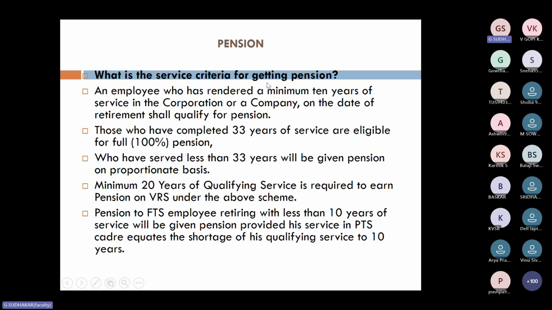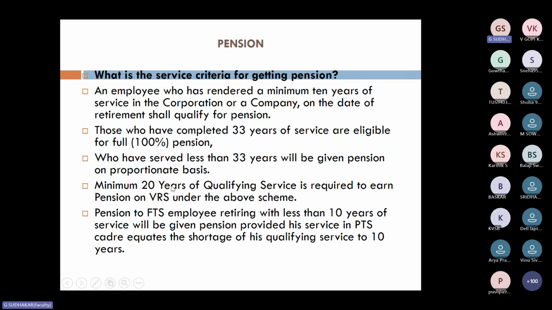So, service criteria. For gratuity, minimum 5 years. For getting pension, minimum 10 years. On the date of retirement, one shall qualify for pension. Here it is 10, there it is 5. Those who have completed 33 years of service are eligible for full pension, that is 100% pension. Those who have served less than 33 years will be given pension on a proportionate basis. That's why in the pension formula, we divide by 33, so they will get a proportionate amount.